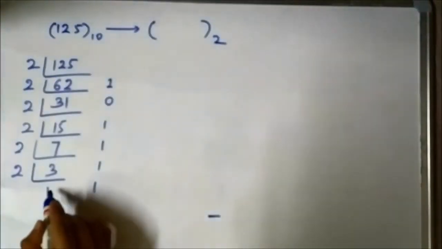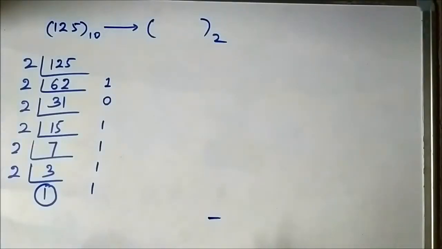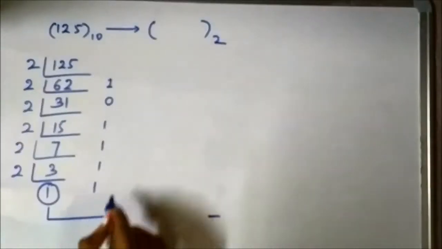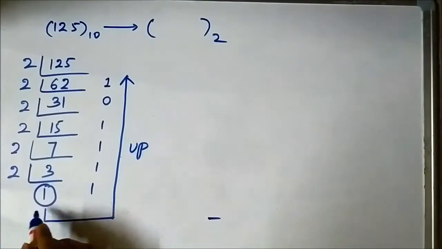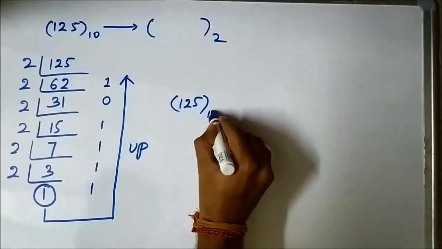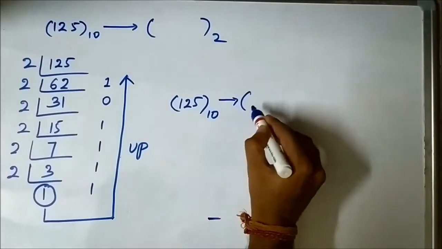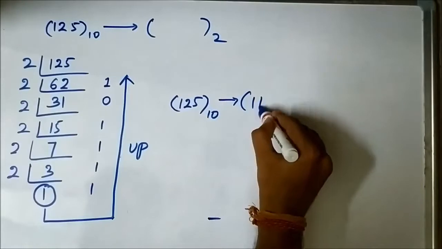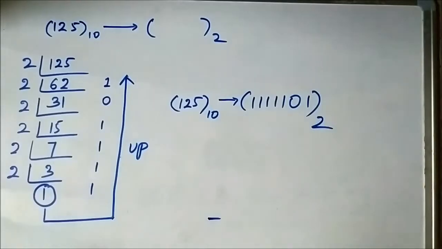Now once we reach this 1, we will stop then and there, because we have reached 1. Then we will move upwards, and we will keep noting the remainder bits. So 125 in decimal form can be written as 5 ones, then 0 and a 1 in binary form. So here we have taken an odd number and we have converted it into binary form.